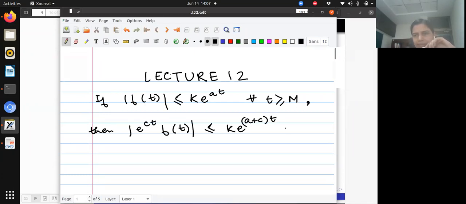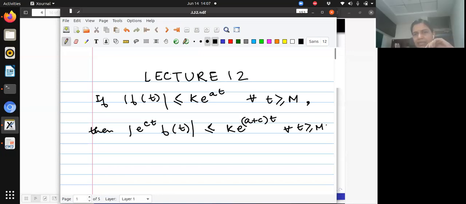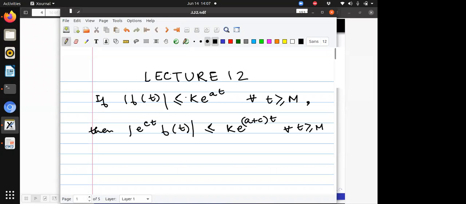Is that correct? Yes, ma'am. And that's precisely why we have that here, right? See, if the function is of exponential order a, then the Laplace transform exists for s bigger than a. So for this function e^(ct) times f, the Laplace transform will exist for s bigger than a plus c. Is that okay? Yes, ma'am. Okay, all right.